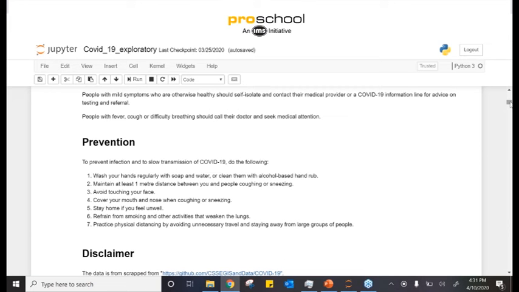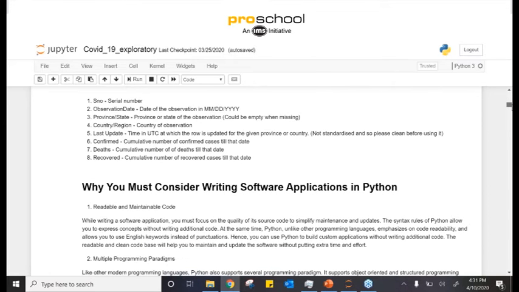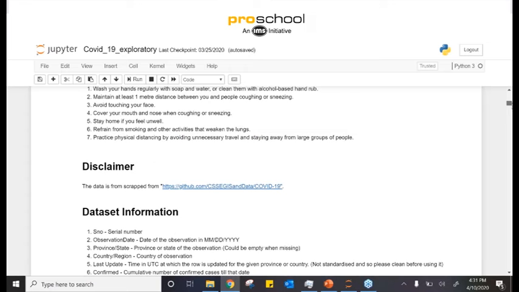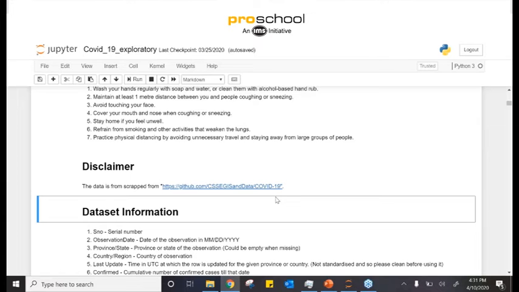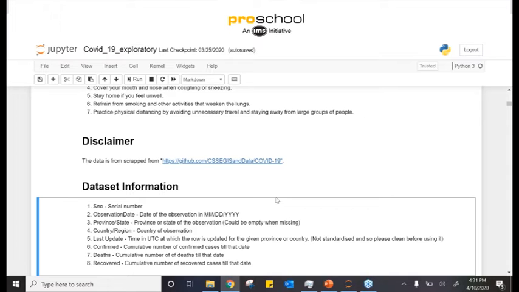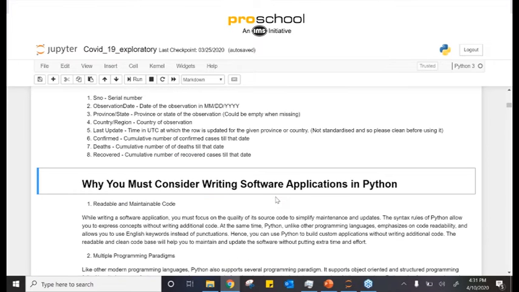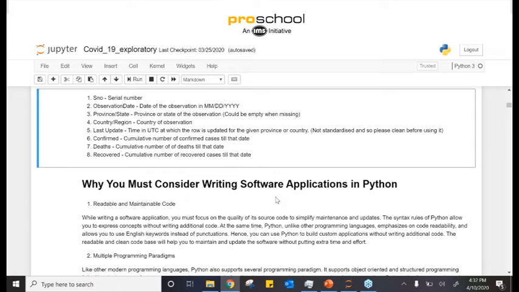I started my notebook with a small introduction about the coronavirus, which is a contagious respiratory virus that started in Wuhan, and it has now spread all over the world. The World Health Organization gave it the name COVID-19. A little bit of this we have already seen in the quiz: symptoms like fever, tiredness, dry cough, and preventive measures like washing your hands and maintaining 1 meter distance. We have already seen all these things.